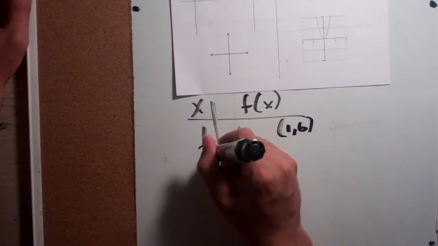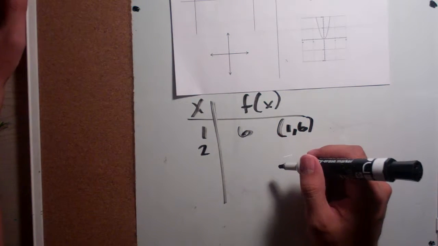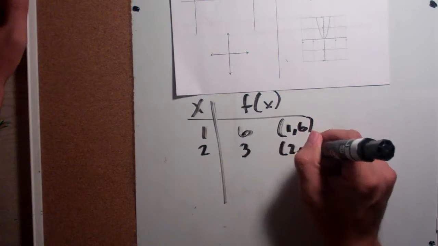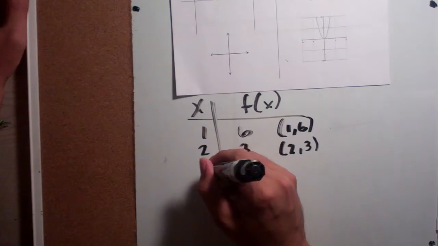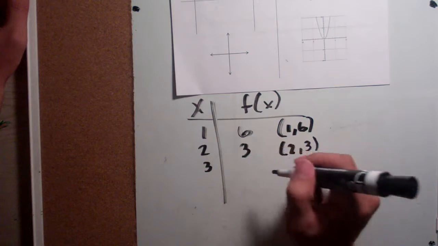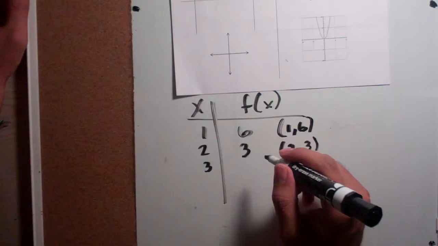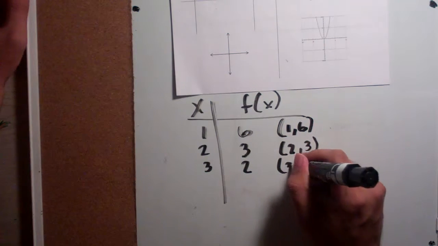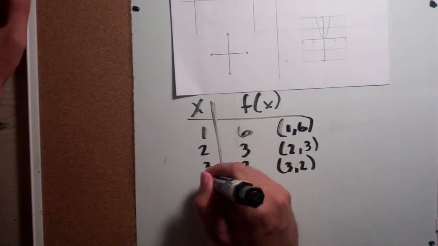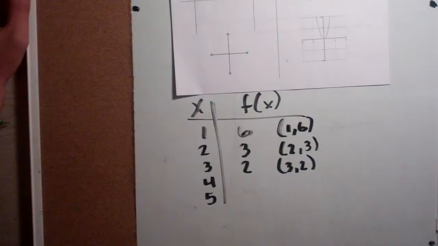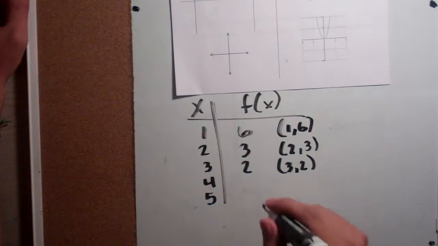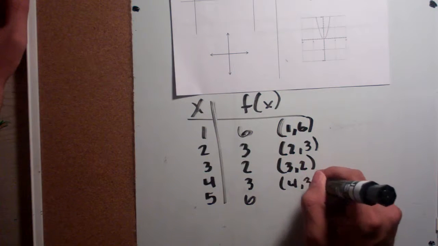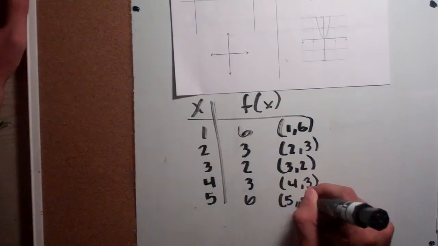If I plug in 2, that'll be negative 1. Negative 1 squared is 1, plus 2 is 3. So this is the coordinate 2, 3. Plug in 3, I should get a 0, plus 2, which is 2. So this coordinate is 3, 2. And I'm going to do 2 more, 4 and 5. If I plug in a 4, it'll be 1, so this will be 3, and this will be 6. Okay, so that's how fast I'm going to go through these.